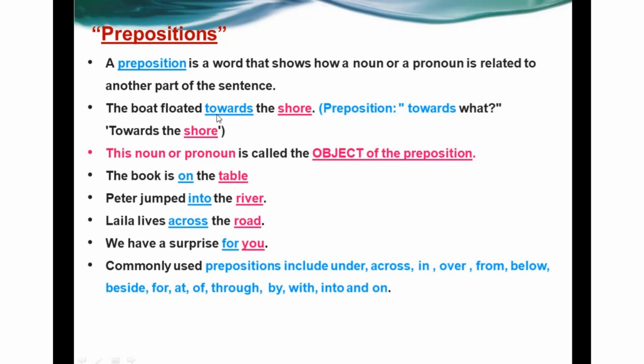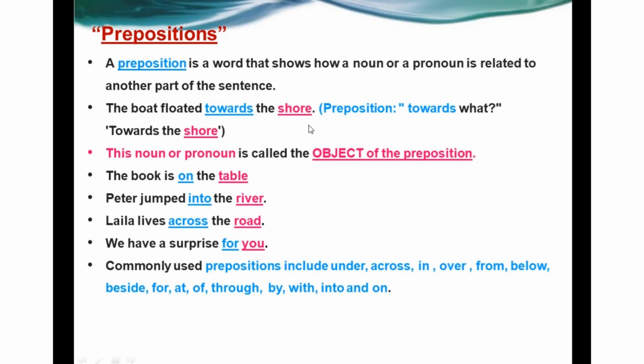Then you have to see which object is attached to this preposition. Object means whatever noun they're talking about. This sentence is about movement. The boat floated, it's moving towards the shore. That means towards is our preposition. That's why I made it in blue color. And shore is our object. Whatever objects we have, we will keep in pink color. So you can see it very clearly.